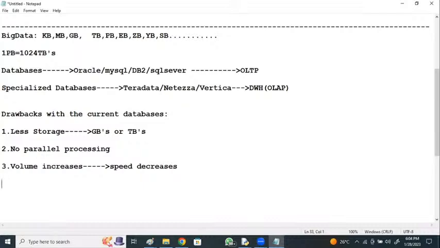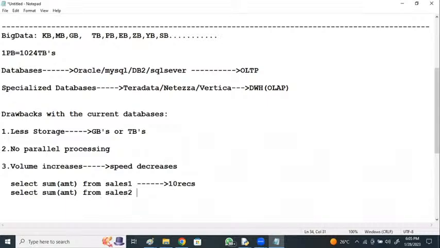For example, to justify this, select sum of amount as total amount from sales one. Sales one is the table, consisting of 10 records. Assume it has only 10 records. And see one more query: select sum of amount from sales two. Sales two has about 1 lakh records.